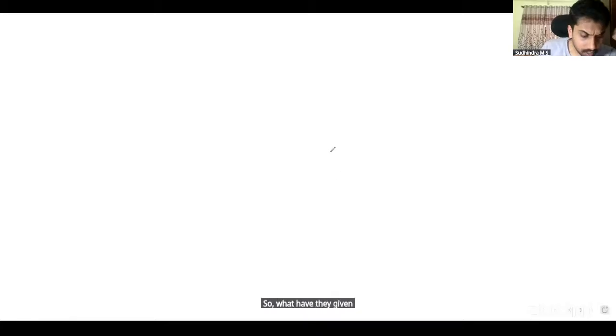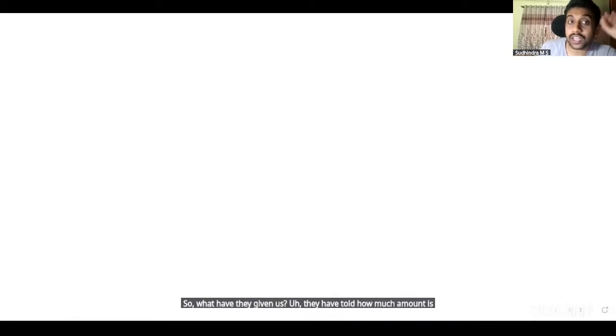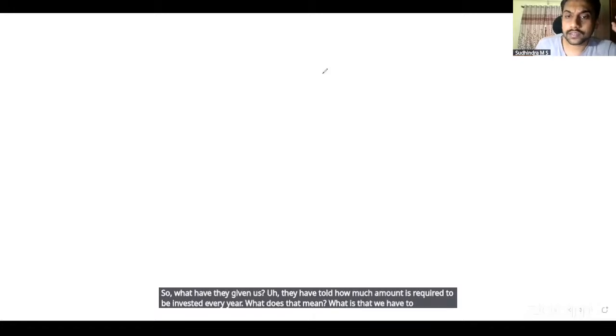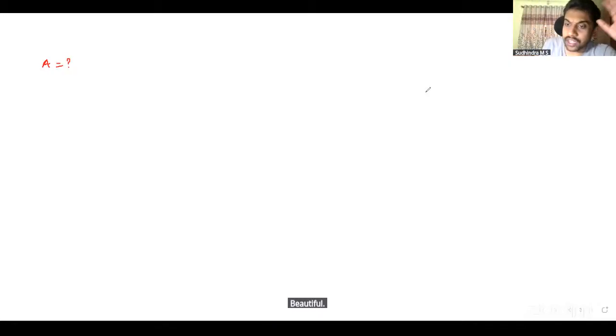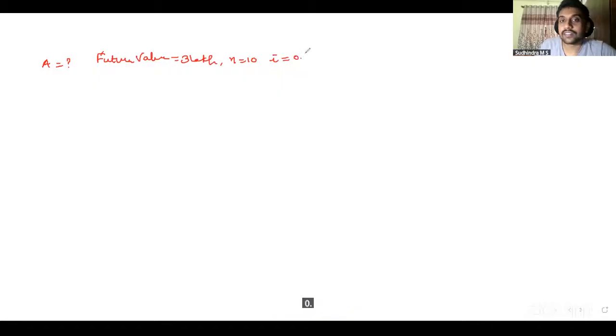So what have they given us? They have told how much amount is required to be invested every year. What does that mean? What is it that we have to calculate? Annuity. Yes, Purnima, correct. So A is what we have to calculate. And so as to accumulate 3 lakh. What is 3 lakh here? Lump sum. When are we receiving that lump sum? After 10 years, so it is future value. Future value is 3 lakh, and N is 10 years. I is 0.1.